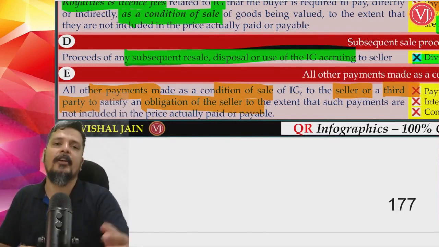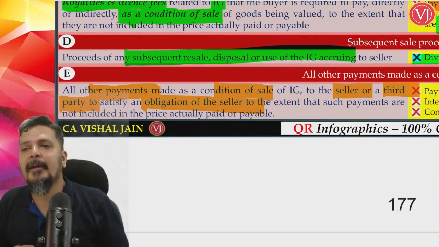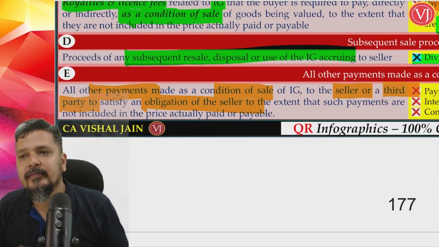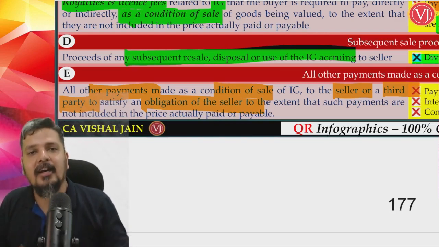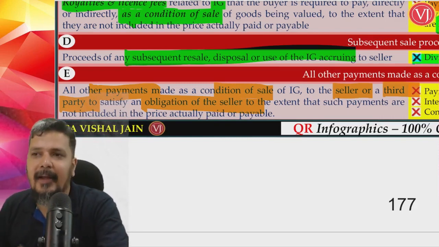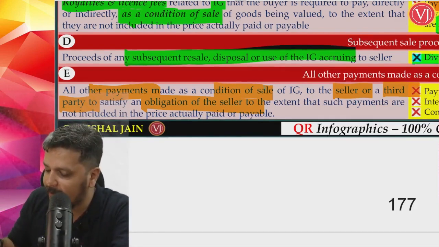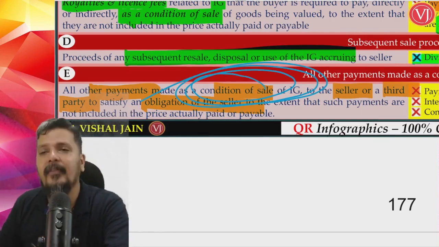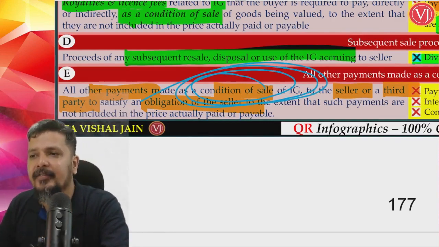Similar thing is there in your GST. Payment by recipient to supplier or third party on behalf of supplier. But here there is an extra point. It should be as a condition of sale.